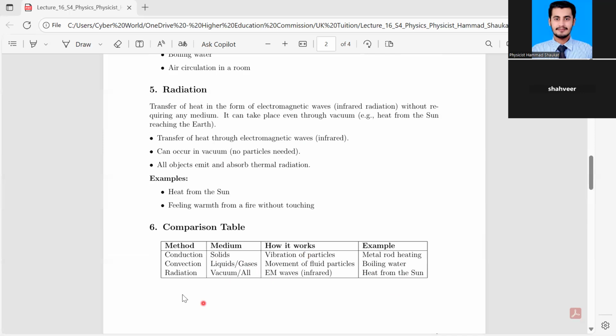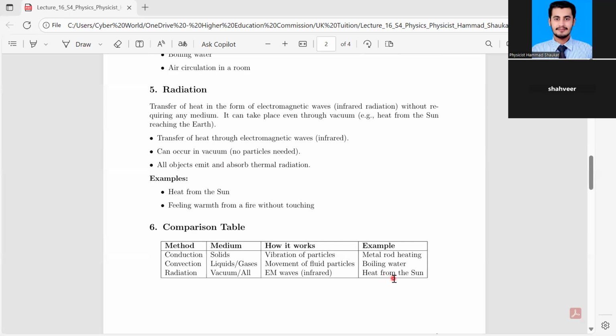And how does it work? Radiation works due to the principle of electromagnetic waves. And do you know what electromagnetic waves are? Electromagnetic waves are the combination of an electric field as well as a magnetic field. And what is the angle between the electric and magnetic field in electromagnetic waves? Can you tell me, either perpendicular or parallel? Perpendicular. Yes, the electric field and magnetic field are always perpendicular to each other. Okay. An example is heat coming from the sun.